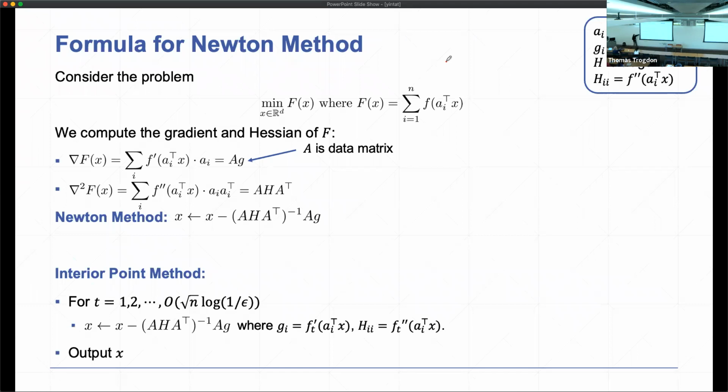And this is just the interior point method. What happens is you have square root D or square root n steps. In each step you will be minimizing the function according to a different f.